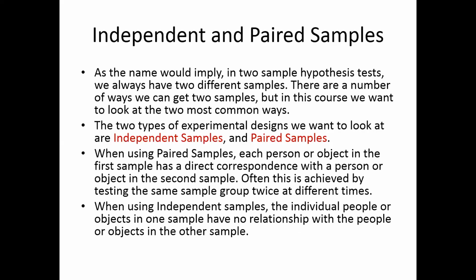So the two structures we want are called independent samples and paired samples. So with paired samples, each person or object in the first sample has a direct link with exactly one person or object in the second sample. And often that link is that it's the same person or the same object being tested a second time under different conditions.